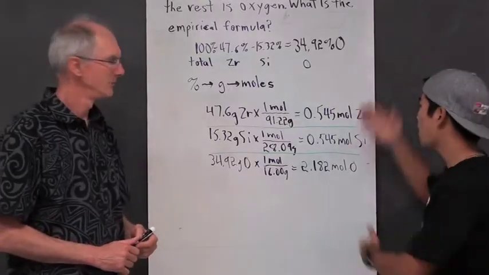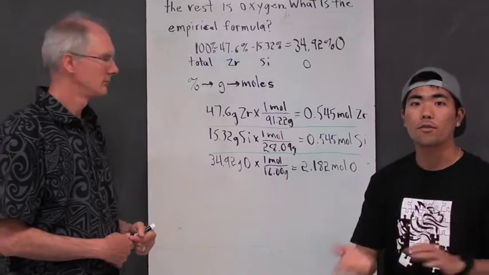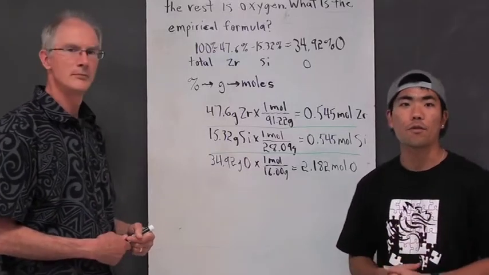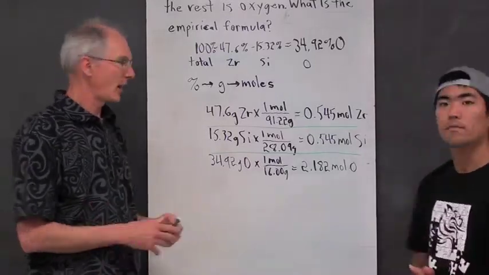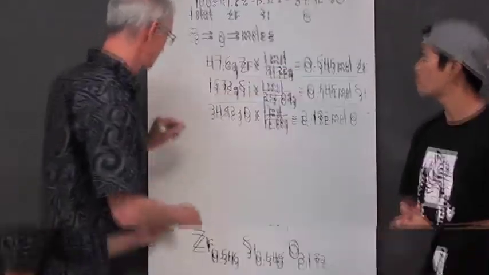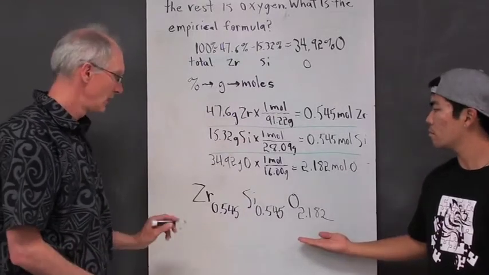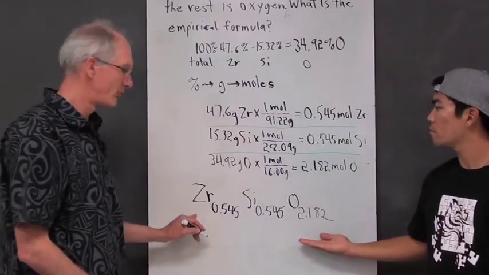Okay, so now that we have our moles here on the right side, we want to find out what their ratios are to each other so that we can find out the empirical formula. And so what I do is I write out these moles as coefficients in a formula. And obviously that's not a whole number ratio. So the trick, again, is to divide by the smallest number of moles.